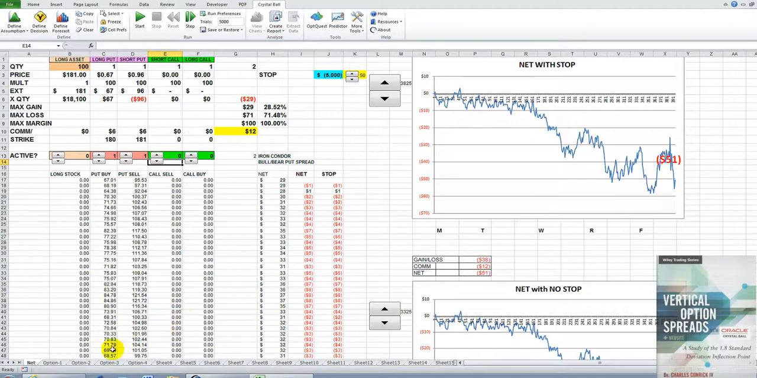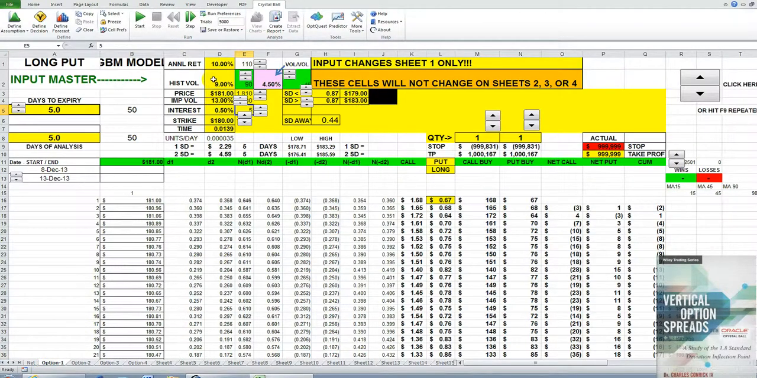If you recall, we have the tab option 1, which is our main input sheet. We've got that set at annual return of 10% up. Stock price is at 181. We've got the implied volatility at 13, which links directly to the 67 cents here. And we've gone with a 181 strike. Now we will use Crystal Ball to see what's the probability on this trade.